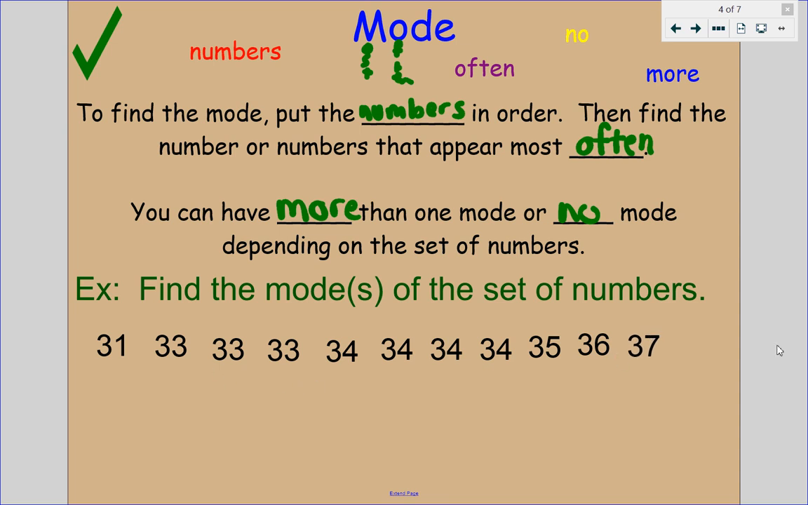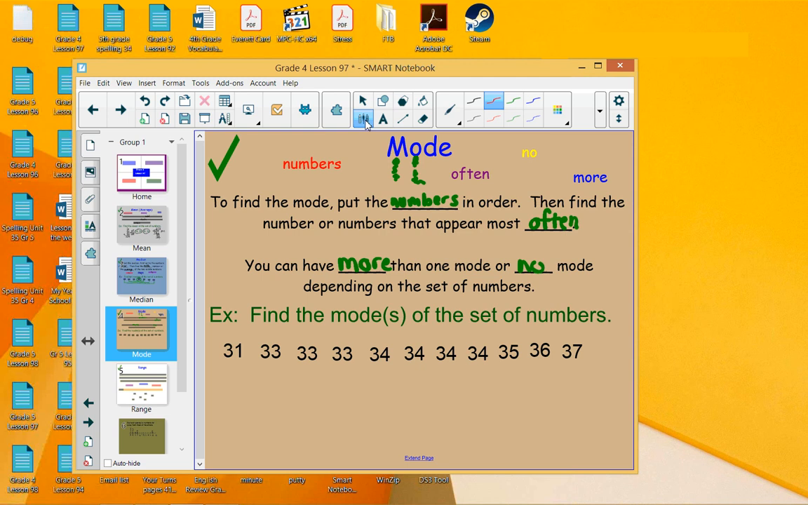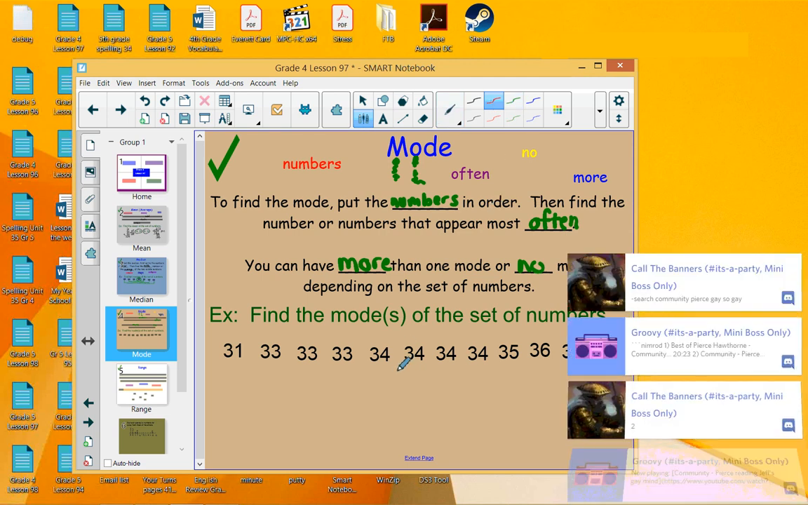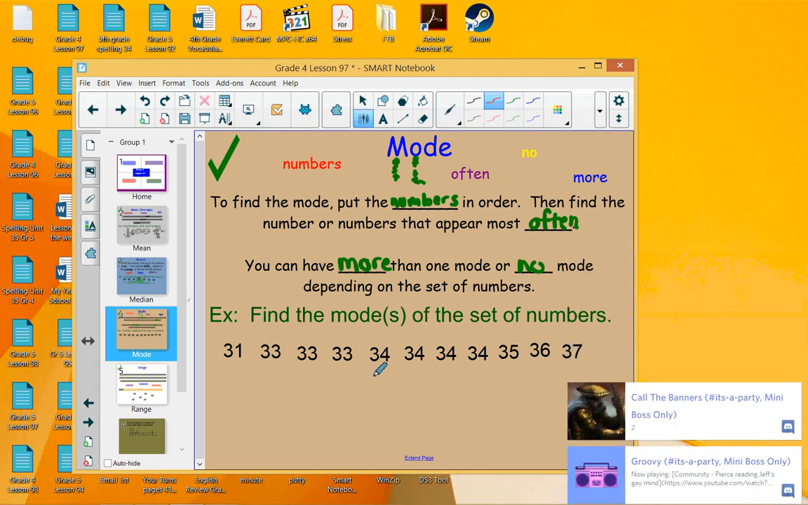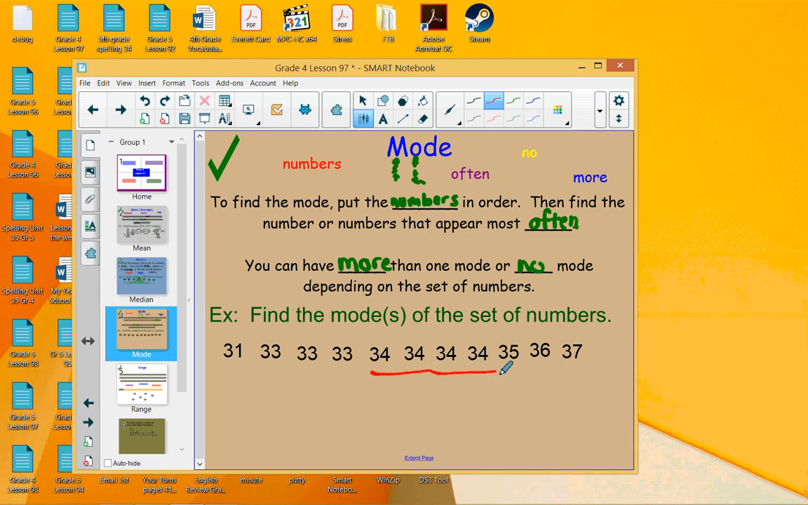Okay, so here's what we have now. Now, we want to find the most often used number. I have 1 31. I have 3 33s. I have 4 34s. I have one of these. So if I look at what I see the most often, I'm going to see that 34 is here 4 times. 33 is there 3 times, 31, 1, and the rest of them 1.